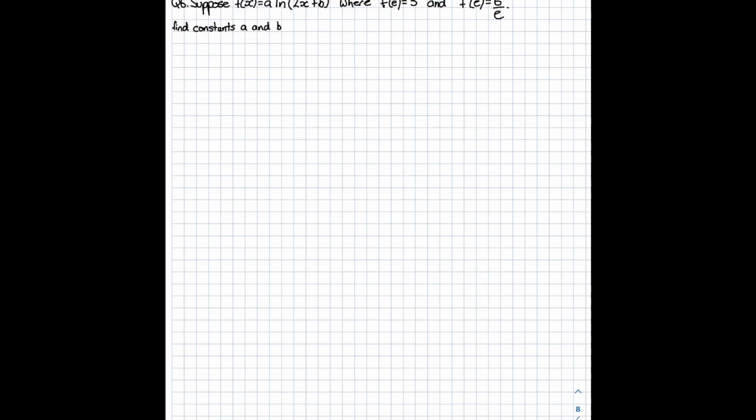All right, looking at this question here, derivatives of a logarithmic function. Suppose we have a function which is some constant times our logarithmic function, so a ln of 2x plus b, where f(e) equals 3 and f'(e) equals 6 over e. So this is saying the graph goes through the coordinate (e, 3), and at that point it has a slope of 6, it goes up 6 as it goes across e, I guess would be a good example for it.